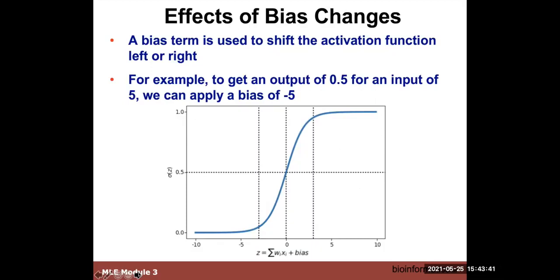The idea of having biases is essentially a way of shifting this sigmoidal curve to the right or left. If we're trying to get an output of, say, 0.5 for an input of 5, we can apply a bias of -5. So this essentially allows us to scale to different numbers, even though our sigmoidal function just ranges between 0 and 1. The addition of the bias allows us to get to numbers that are non-zero and non-1.